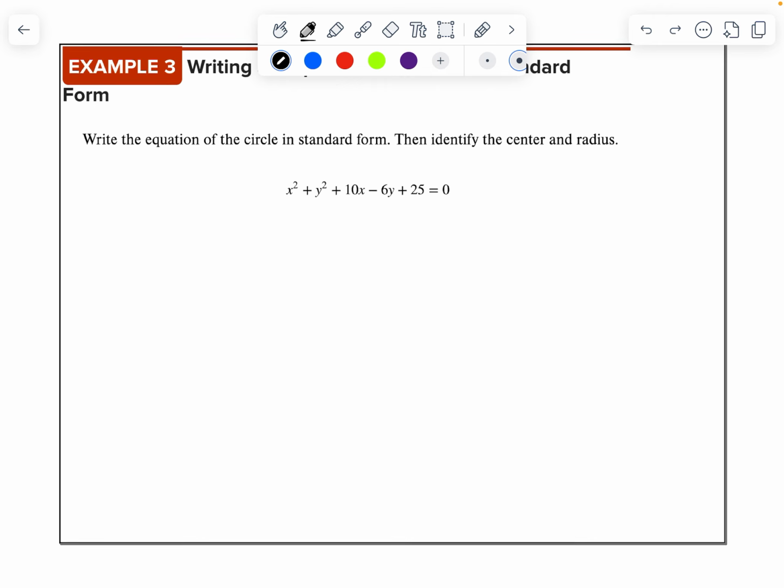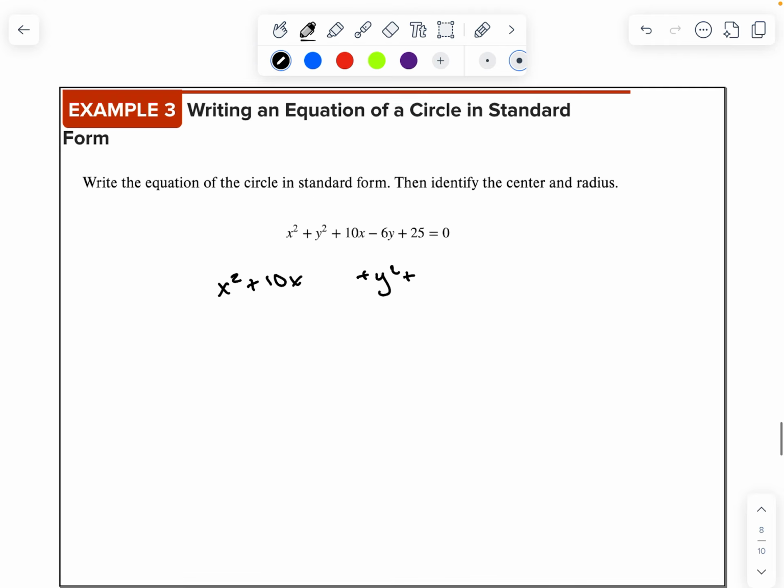You're going to gather the x's together, so x squared plus 10x, leave some space. Gather the y's together, y squared minus 6y. I'm just gathering the y's, getting them close to each other. Leave some space. And then I'm going to move that 25. I'm going to subtract 25 from both sides so that it's on the opposite side.